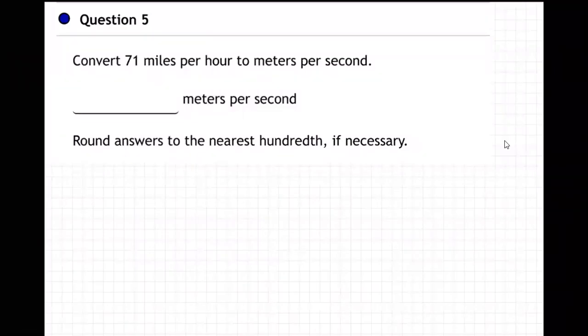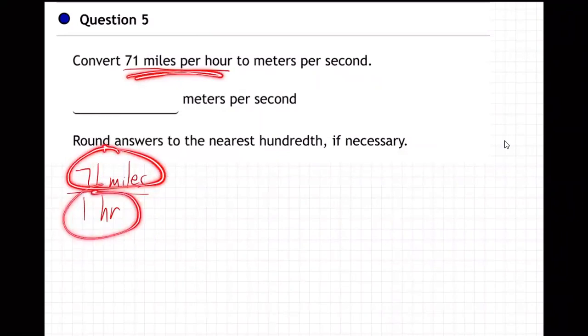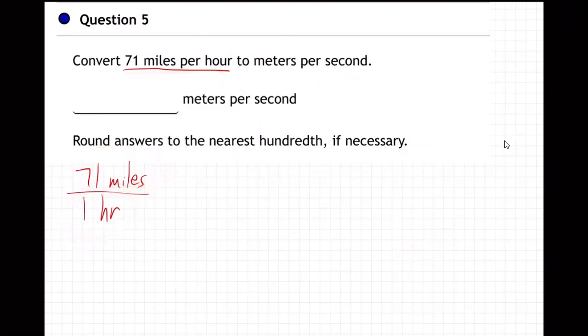Okay, so we're starting with 71 miles per hour. So 71 miles per 1 hour. That's what that means, right? If you're driving your car 71 miles per hour, that means you're covering 71 miles every 1 hour. If you hold steady at that speed, you'll cover 71 miles in 1 hour, right? When it says per hour, we understand it means per 1 hour, right?